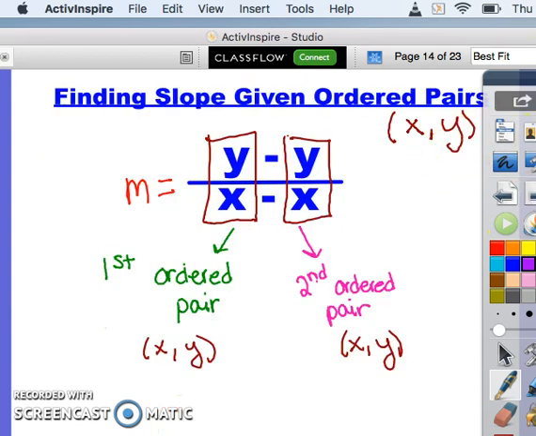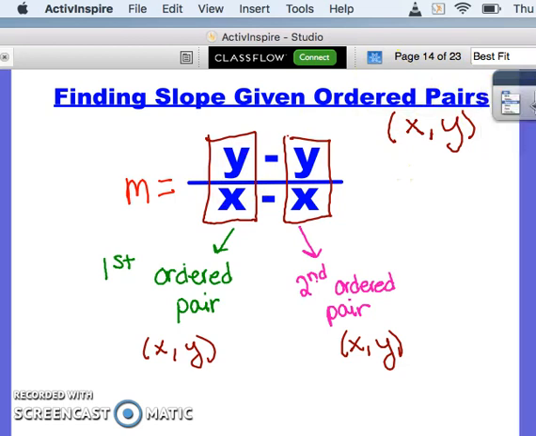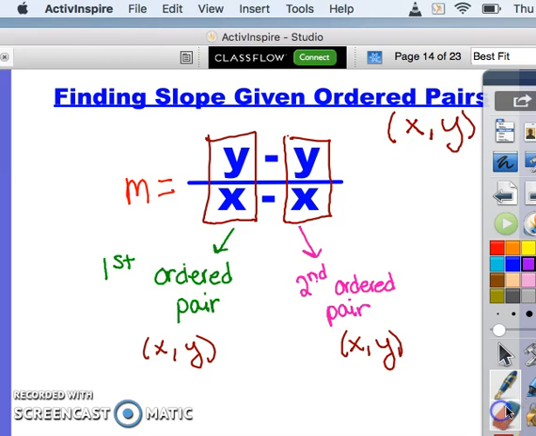All right, so the next thing we're going to do is, when given ordered pairs, we're going to be able to find the slope. We're going to have a formula, and we're pretty much just putting into the formula the certain numbers that we have.